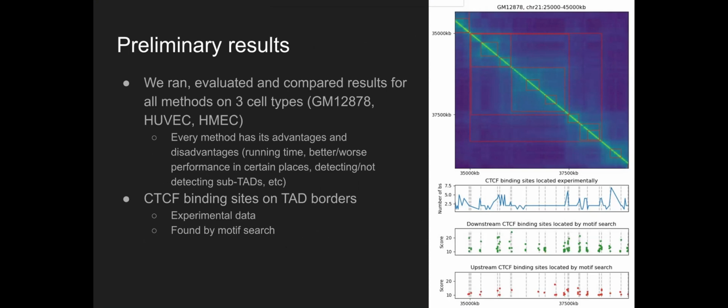Some methods are much faster than others, for example TopDom and our ClassTAD. Some can detect subTADs, some not. For example, Arrowhead, TADtree and ClassTAD can. Some can produce only contiguous TADs, and there are many differences in the quality of TADs. As for CTCF binding sites, we took experimental data of CTCF binding sites. We ran a search for complementary sequences to CTCF binding sites using the consensus motif in both directions. And we see that sometimes good TADs have a higher density of CTCF binding sites, but we haven't checked yet if it has any statistical significance.